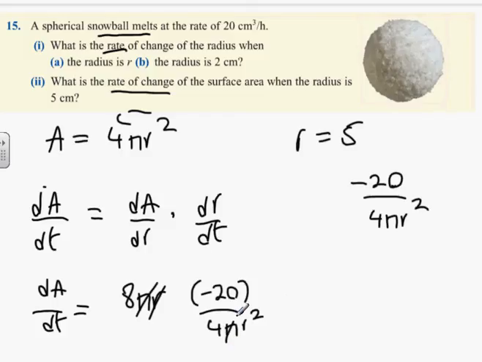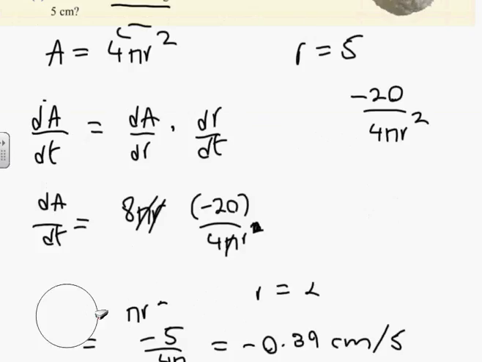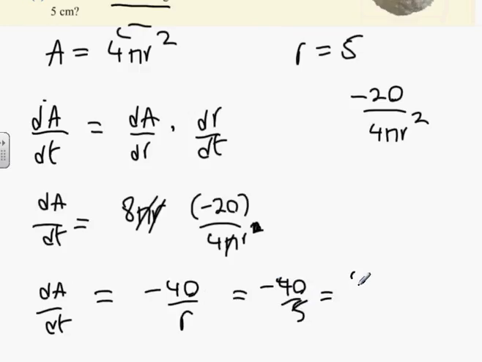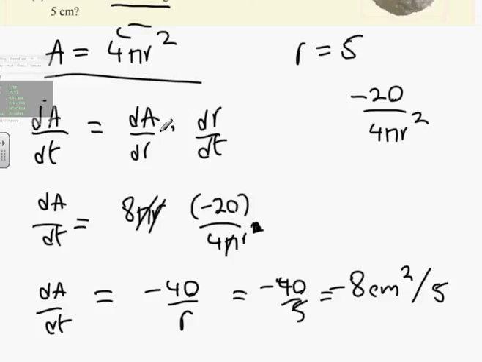Pi and r cancel, and pi and that one cancels. 8 divided by 4? 2. 2 multiplied by minus 20? Minus 40. Minus 40 over r. What's our r value for this question? 5. Minus 40 over 5? Minus 8. Now, area is two-dimensional, so two-dimensional units. And then rate per second, minus per second, there you go. People are wondering where I got the dA/dr from. You differentiate 4 pi r squared to get 8 pi r for the dA/dr. Cool.